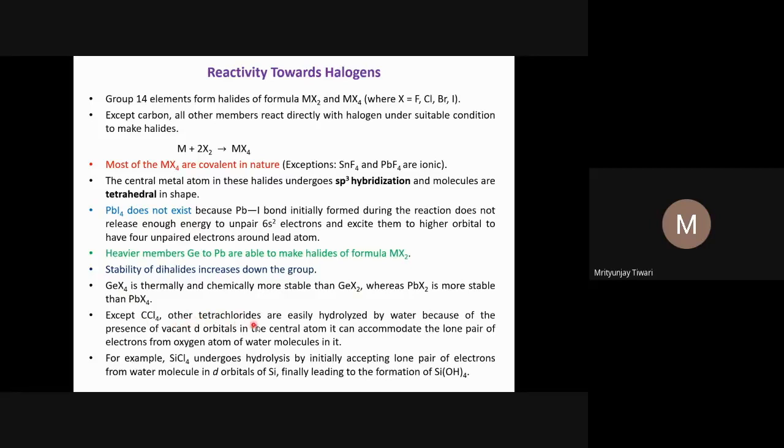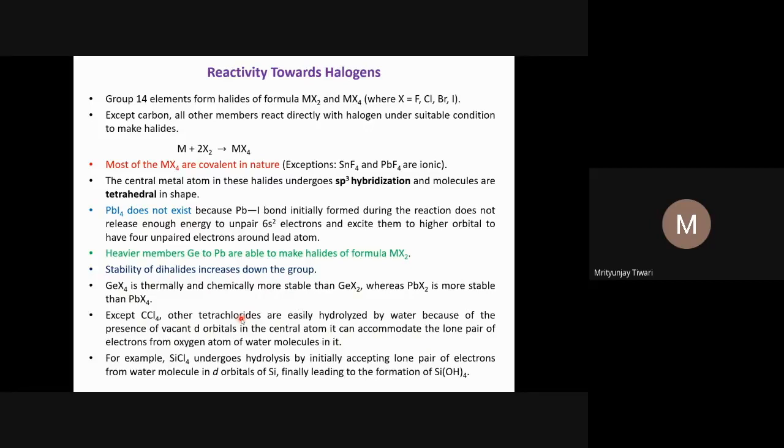Except CCl4, other tetrachlorides are easily hydrolyzed by water because of the presence of vacant d orbitals in the central atom. It can accommodate the lone pair of electrons from the oxygen atom of water molecules, other than in CCl4, because carbon doesn't have vacant d orbitals. But after carbon, silicon does have vacant d orbitals, and all the other elements also have vacant d orbitals. So with the tetrachlorides of other elements, what will happen? The water can put one of its lone pairs into the vacant d orbital of the central atom.